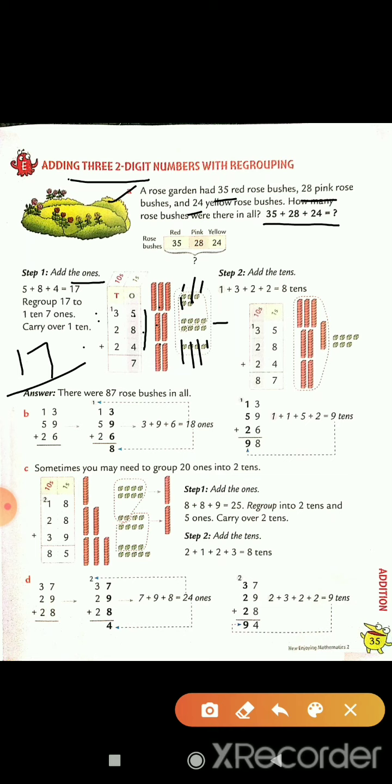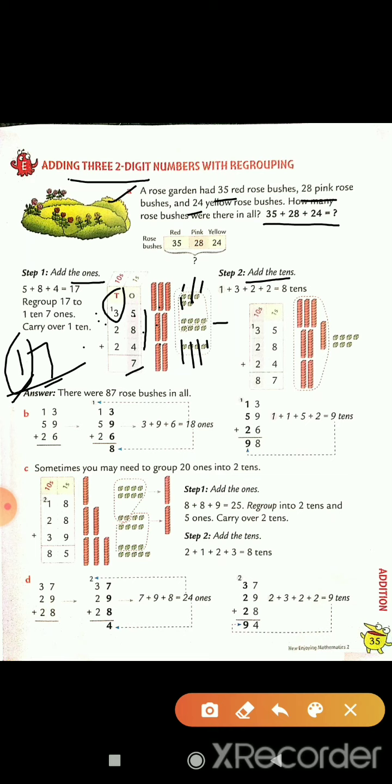Now we cannot directly write 17 here because these are two-digit numbers, right? So we have to regroup 17. 17 can be regrouped as 1 ten and 7 ones. We have to carry 1 ten to the tens column and we have to write 7 at the place of ones. Got it, students? Then in step 2 we have to add the tens.